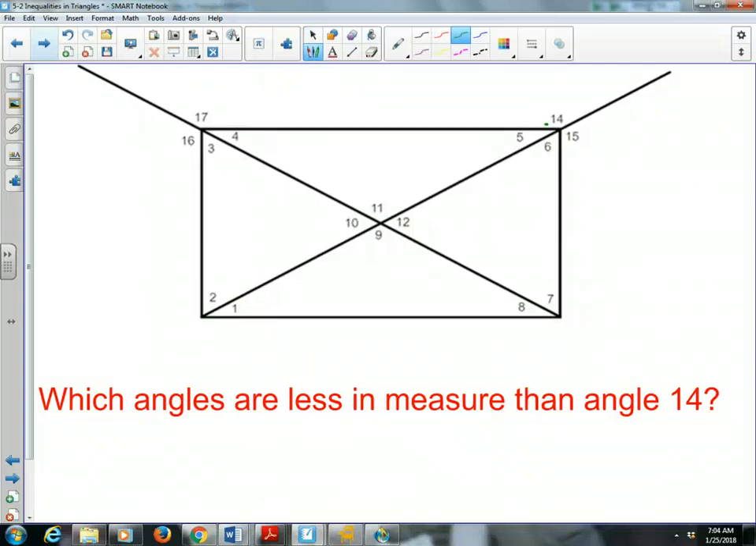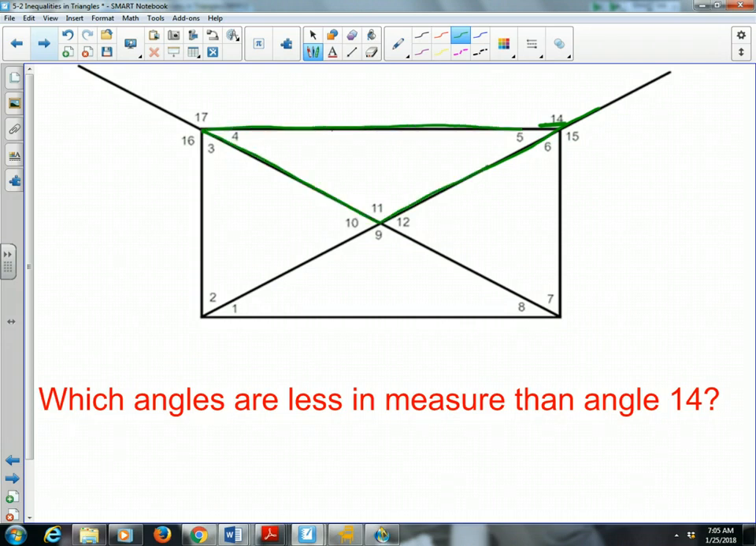So I'm just going to underline angle 14 here. And let's talk about all the angles that we know are less than 14. Now we can't go by what the picture looks like. We have to go by the exterior angle inequality theorem. So there might be others that are smaller in measure. That's what we're looking for, right? Or less in measure than angle 14. But we're only going to write down the ones that we know for certain.